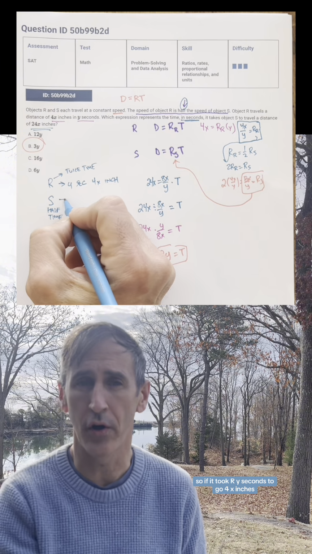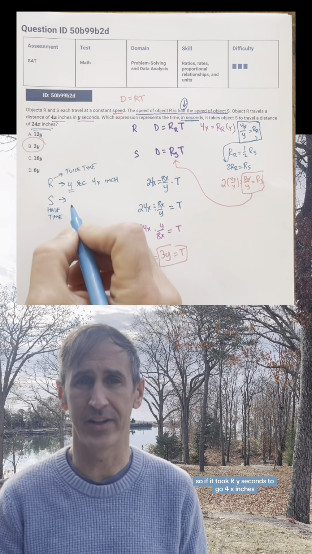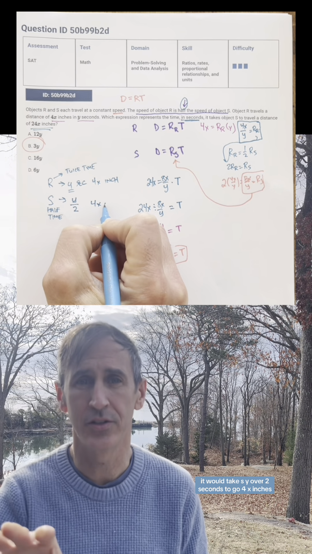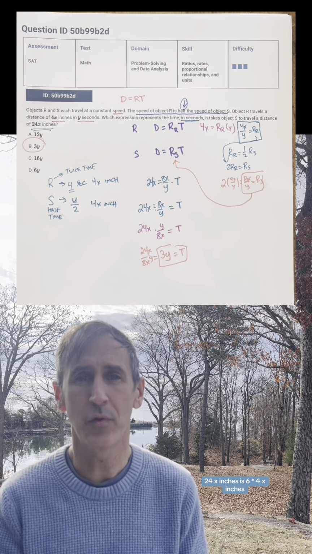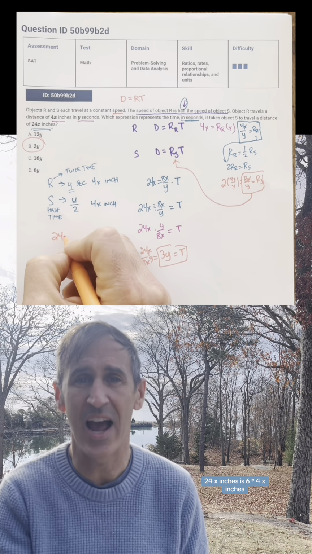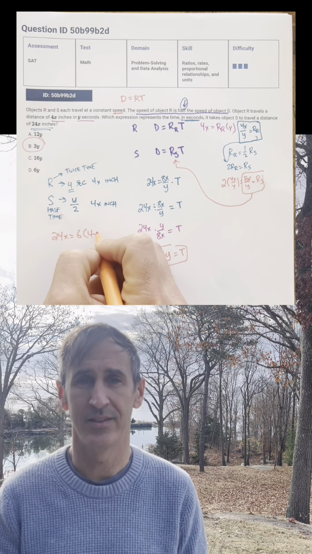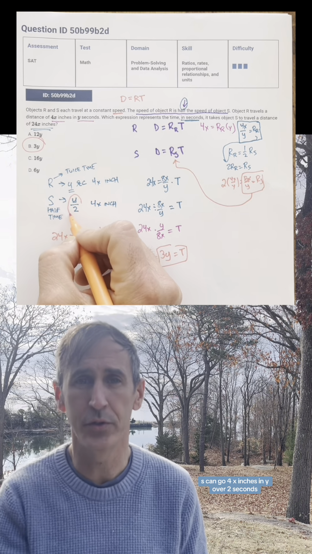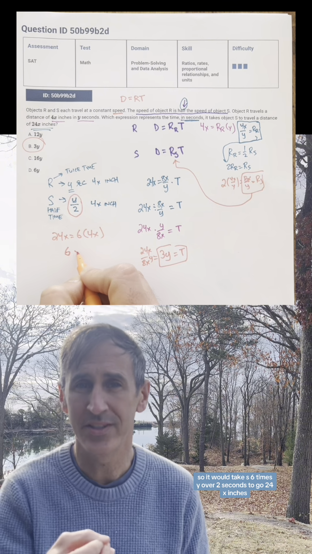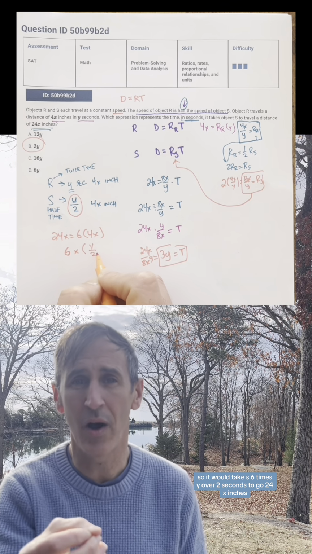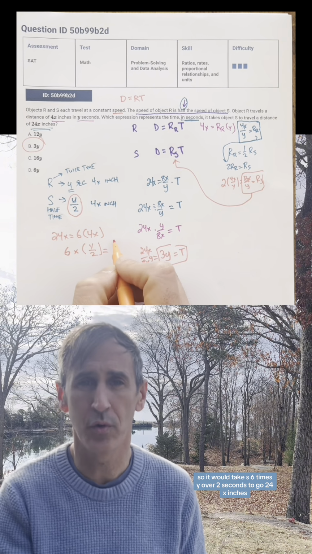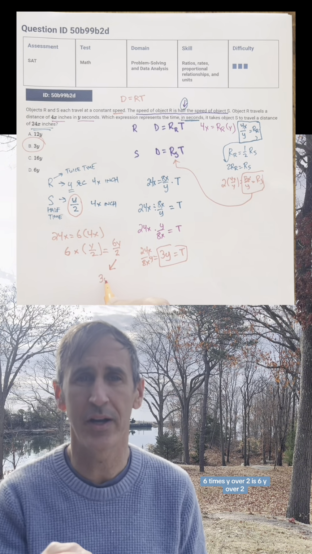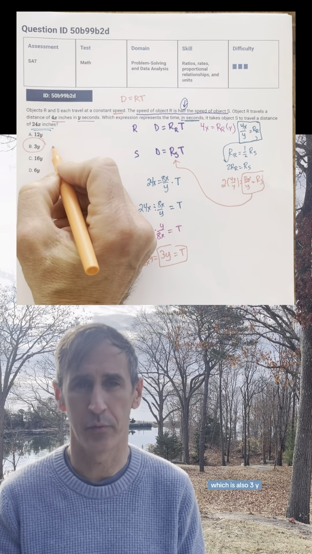So if it took R y seconds to go 4x inches, it would take S y over 2 seconds to go 4x inches. 24x inches is 6 times 4x inches. S can go 4x inches in y over 2 seconds. So it would take S 6 times y over 2 seconds to go 24x inches. 6 times y over 2 is 6y over 2, which is also 3y.